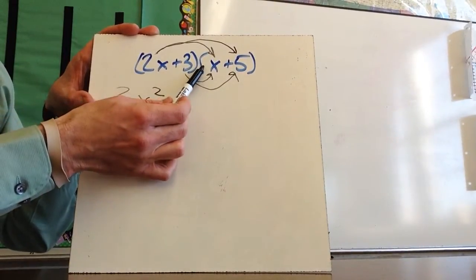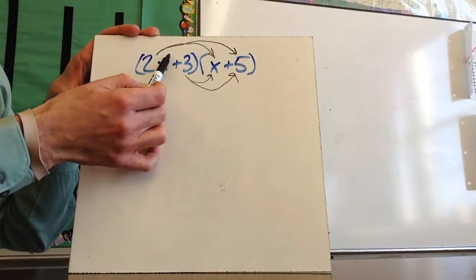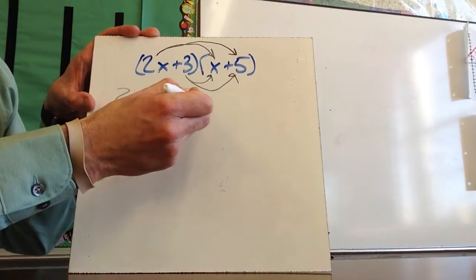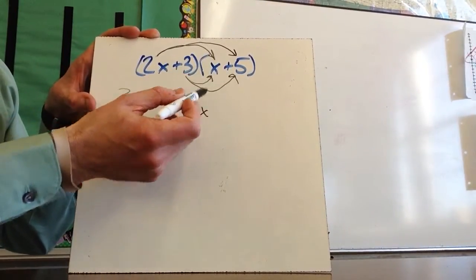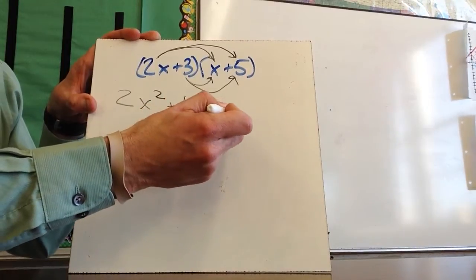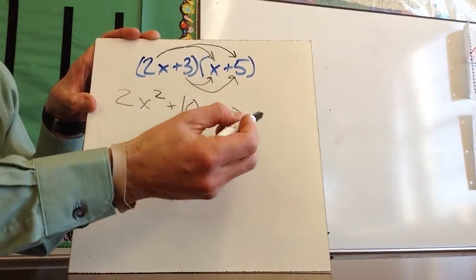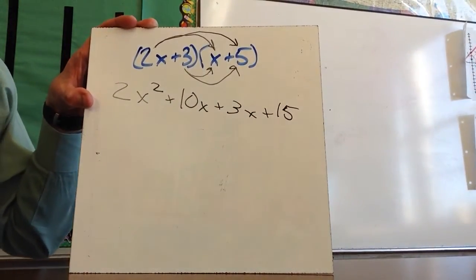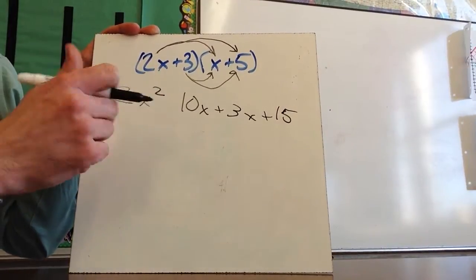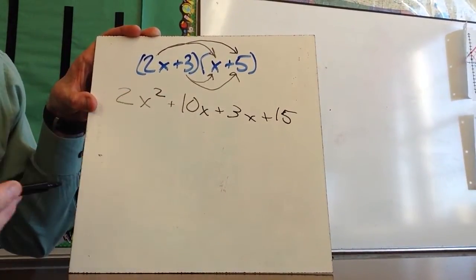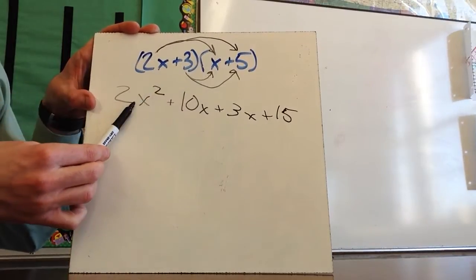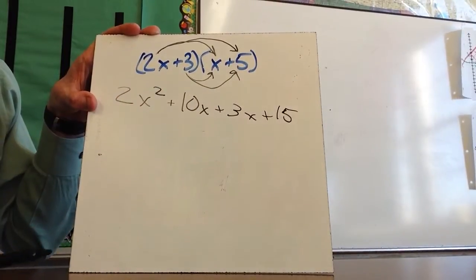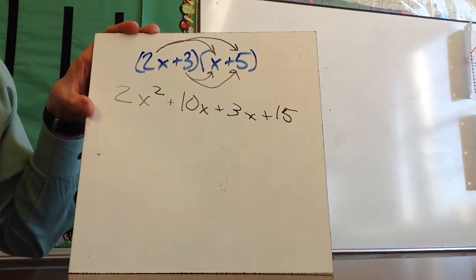Alright, so 2x times x, this is 2x squared, right? Because 2 times 1 is 2, and then x times x is x squared because I'm adding the exponents. 2x times 5 is 10x. 3 times x is 3x. And then 3 times 5 is 15. So make sure that's a plus. We've basically taken 2x, that's how I got this first term, second term, third term, fourth term.